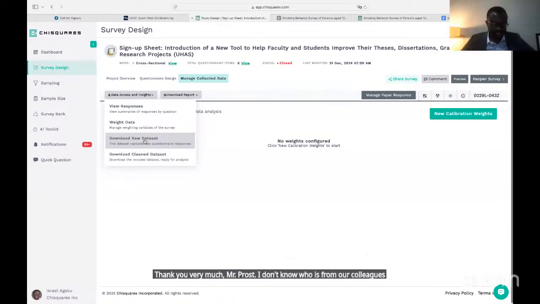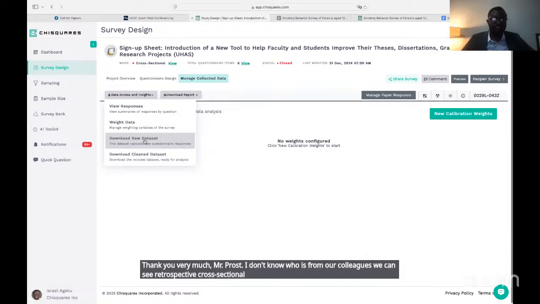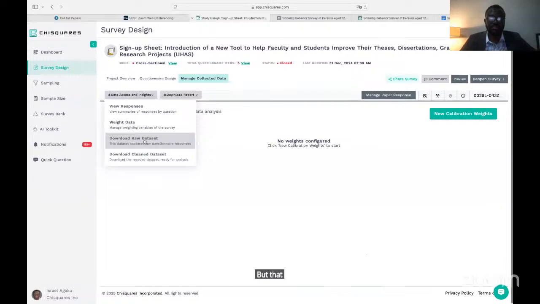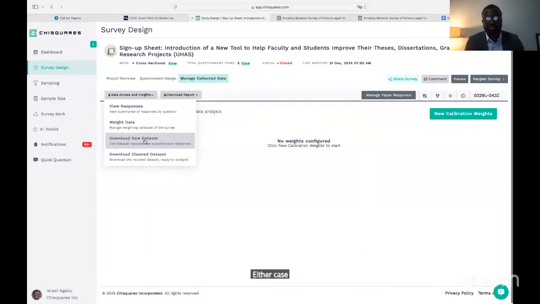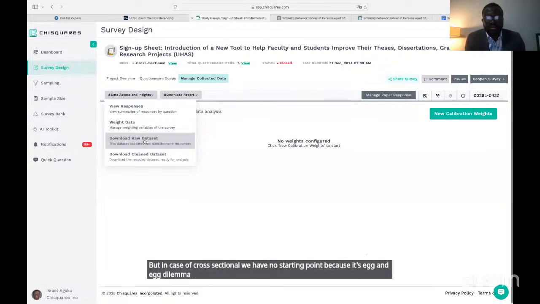We can say retrospective cross-sectional, he said, but that is not clear for me because in case of longitudinal, we have a starting point, whether case or exposure, we can go either forward or backward directions. But in case of cross-sectional, we have no starting point because it's egg and egg dilemma. So how we can say retrospective cross-sectional study is not clear for me.